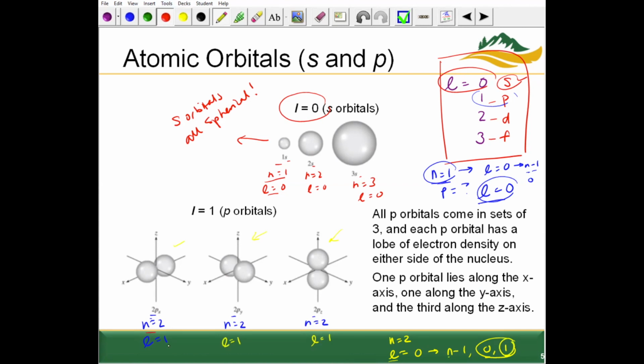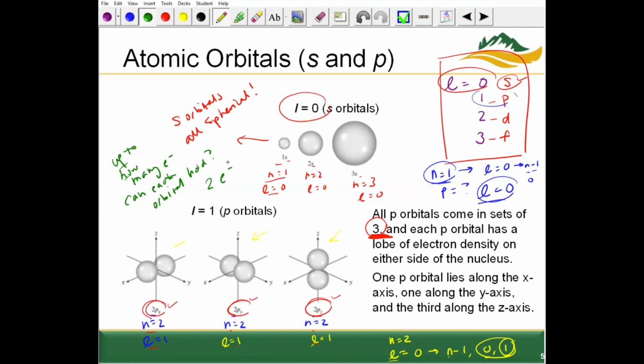And so when n equals 2 and L equals 1, there are 3 different p orbitals that will exist for that atom. P orbitals always come in groups of 3. You will always see px, py, and pz. They may not be filled with electrons, each orbital, but p orbitals always come in 3. And up to how many electrons can each orbital hold again? Well, up to 2 electrons in each orbital.